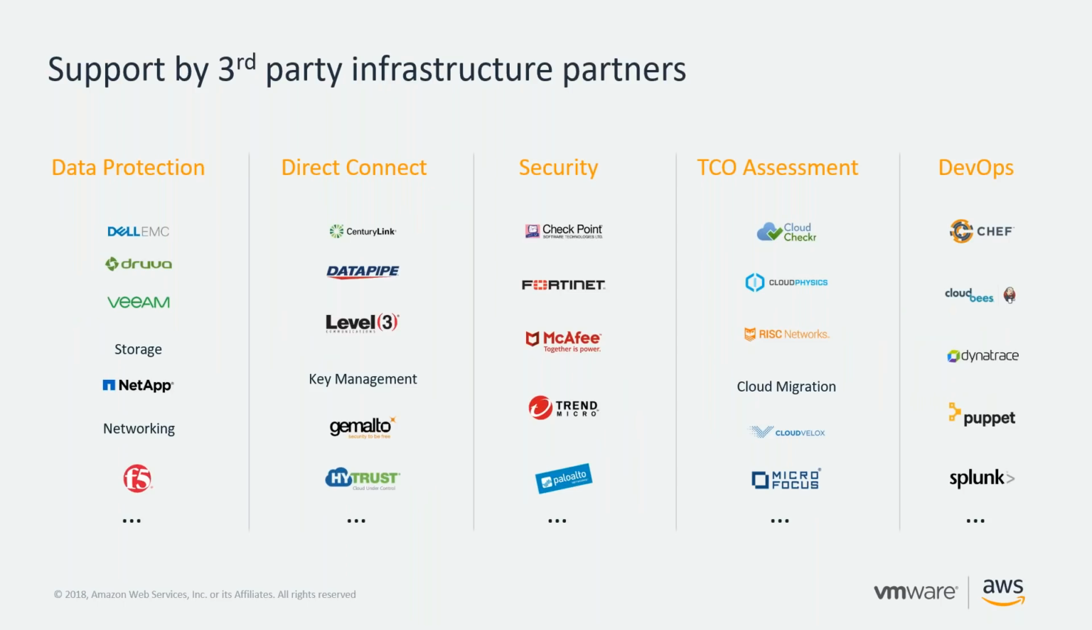There is support by third-party infrastructure partners, which is growing every day. For example, from data protection, you have Dell EMC, Druva, Veeam. Then there's the storage side of it with NetApp, networking with F5 as well. Direct Connect partners such as CenturyLink, DataPipe, Level 3, and then also with key management, Gemalto, HITRUST. And then from a security standpoint, for example, Checkpoint, Fortinet, McAfee, Trend Micro, Palo Alto. From TCO assessment providers and tools, you have Cloud Checker, CloudPhysics, RISC Networks, cloud migration services through CloudVelox, Micro Focus, and then also with DevOps, for example, with Chef, CloudBees, Dynatrace, Puppet, and even Splunk.